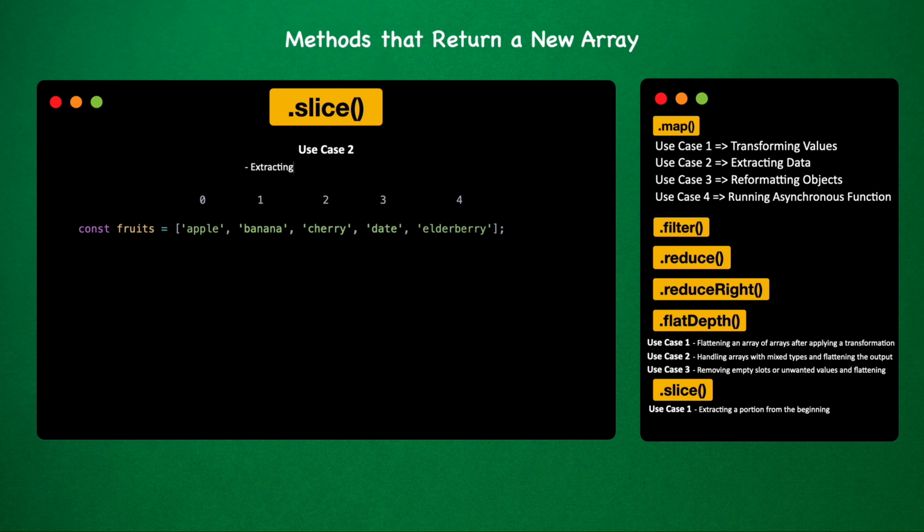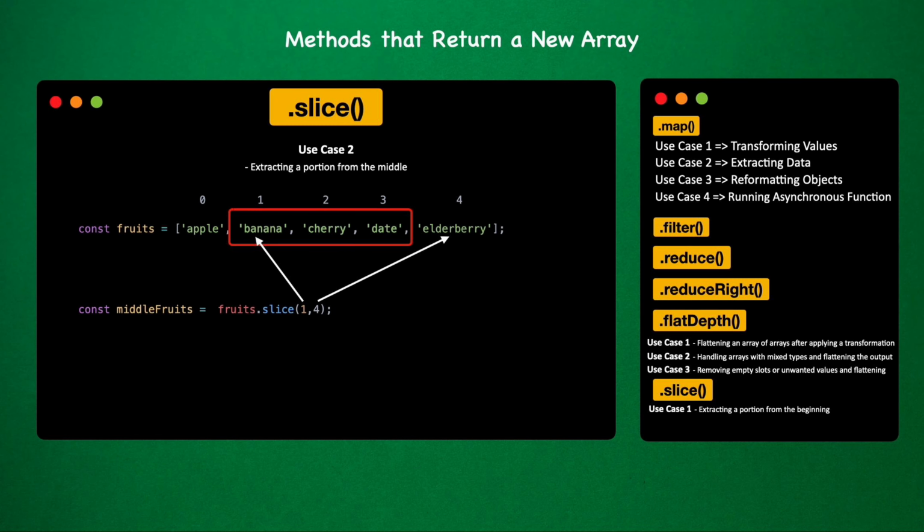In the second use case, we want to extract a piece from the middle of our fruit array, specifically from the second to the fourth fruit. Calling slice(1, 4) starts the slice at index 1 and slices up to, but not including, index 4. The result is banana, cherry, and date, a new array with the fruits from the middle of the original array.